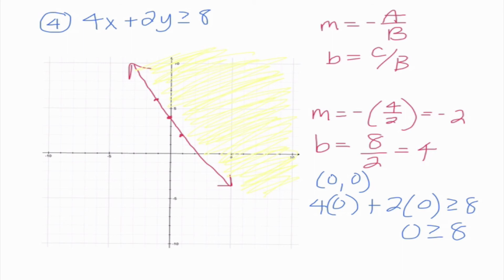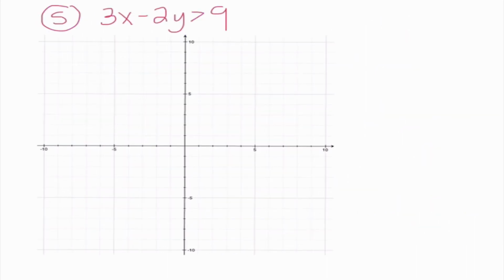A good way to double check, if this was like on our test, I might pick an ordered pair over here and substitute it in just to make sure that it works. Okay, because I know shading or solid lines mean that something is a solution to the equation, or in this case, to the inequality. And our final example, as you can kind of see, this is pretty straightforward. It doesn't get too tricky. We don't have to deal with more than one inequality at a time. We'll get into that next chapter.